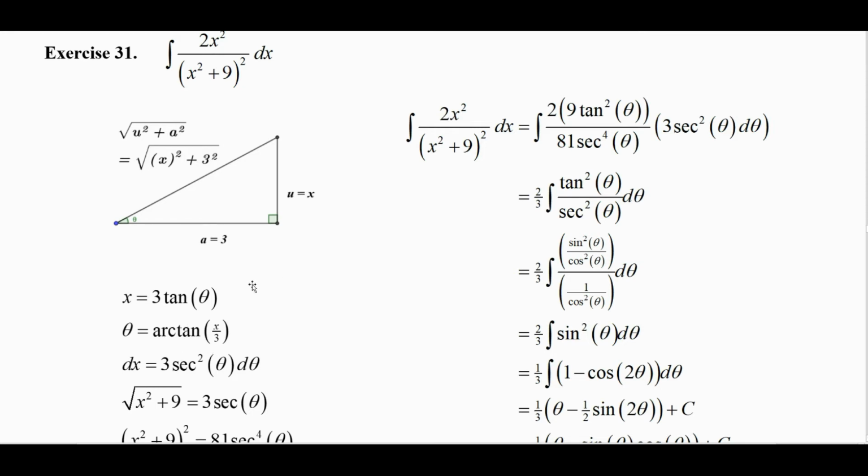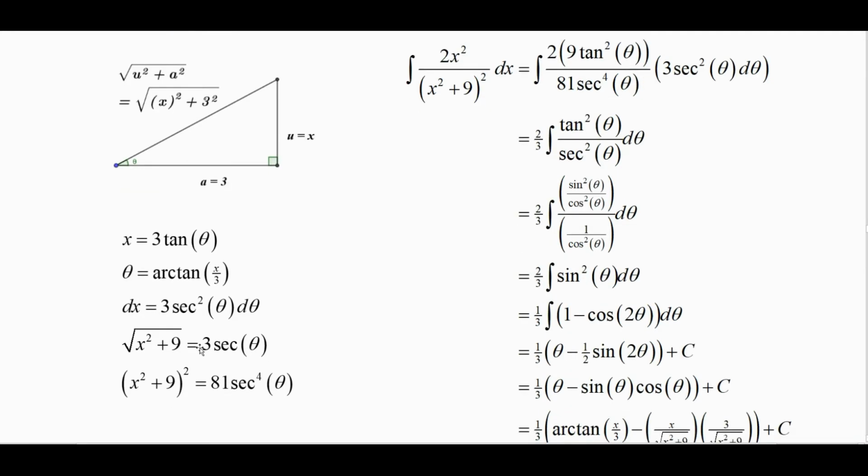Okay, and dx from this top line is 3 times the derivative of tangent theta, which is secant squared theta, excuse me, times d theta. And then we might want to know what the square root is to do some substitution. The square root over 3 is the secant of that theta. So the square root of x squared plus 9 is 3 secant of theta. Now, we didn't have it with the square root. We had x squared plus 9 squared.